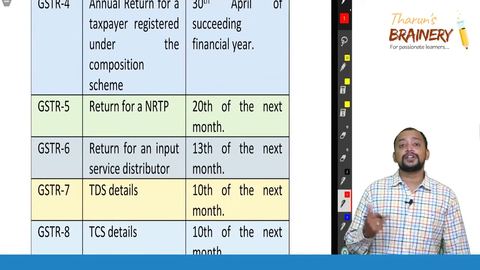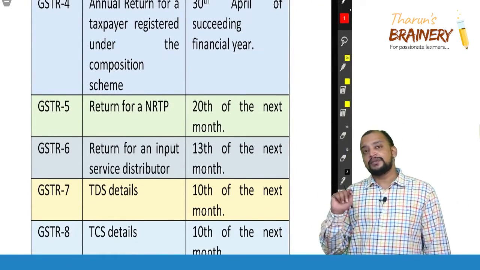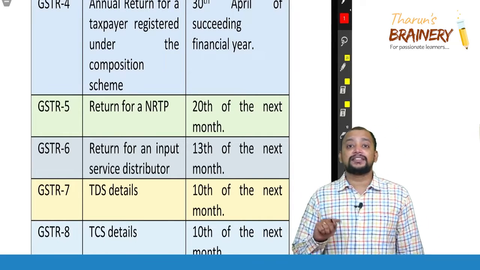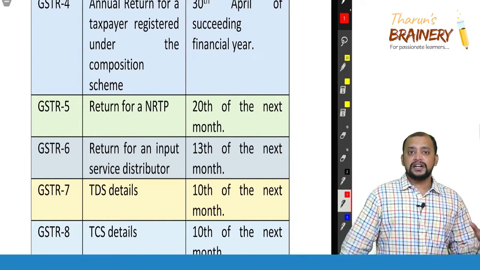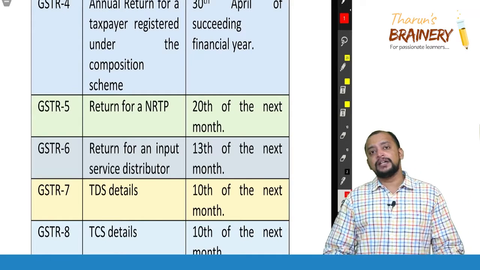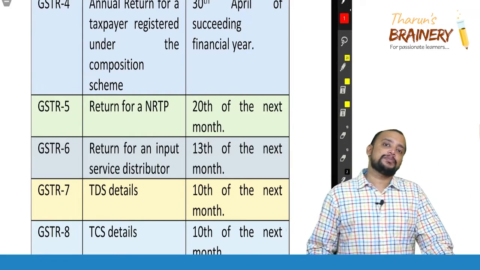Then GSTR 4 is an annual return to be filed by a person opting for composition scheme by 30th April of the succeeding financial year. Whereas GSTR 5 is a return which is to be filed by a non-resident taxable person.